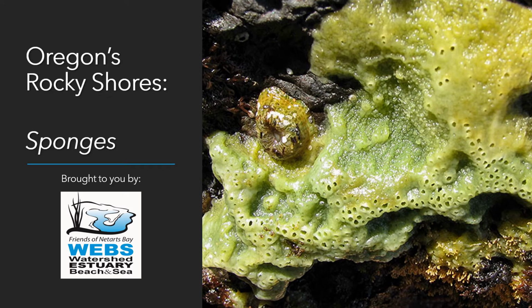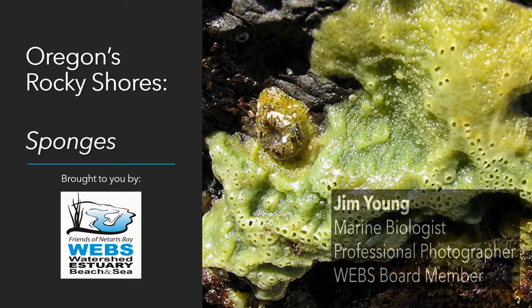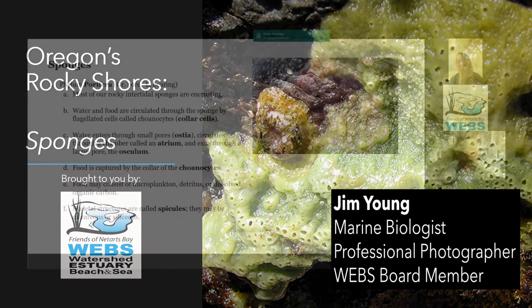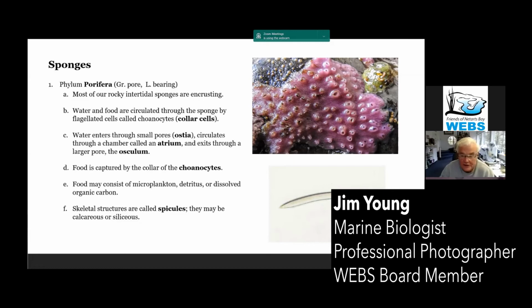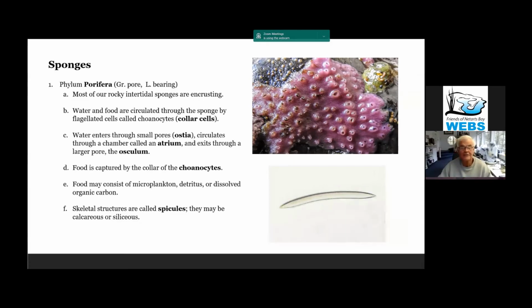Sponges are a weird group. They're not typical animals. They don't have a mouth. They don't have a gut. They don't have reproductive organs. They don't have sensory organs. They don't have nerves. But they are considered animals. And there are all kinds of sponges in the world.